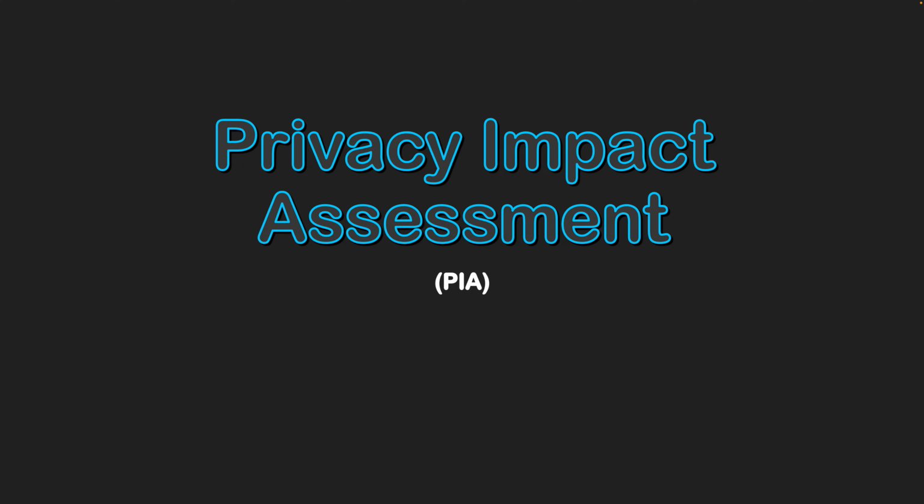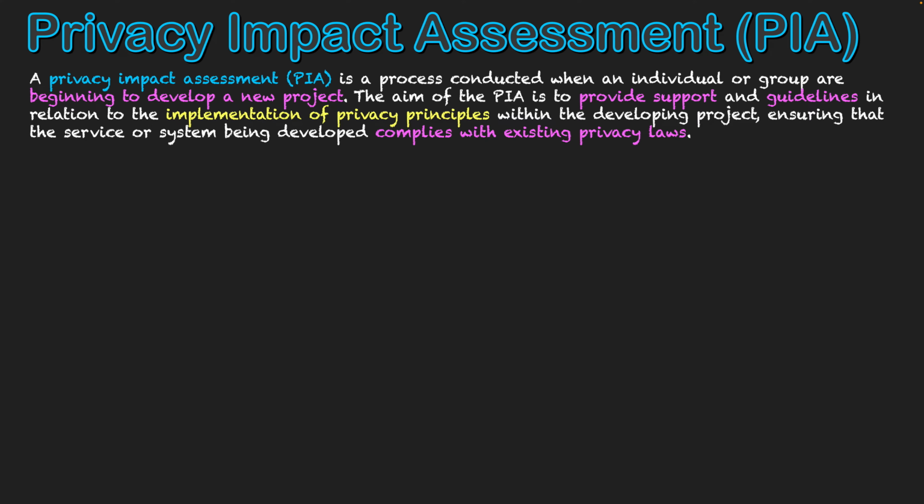Privacy Impact Assessment, PIA. A privacy impact assessment is a process conducted when an individual or group are beginning to develop a new project. The aim of the PIA is to provide support and guidelines in relation to the implementation of privacy principles within the developing project, ensuring that the service or system being developed complies with existing privacy laws.